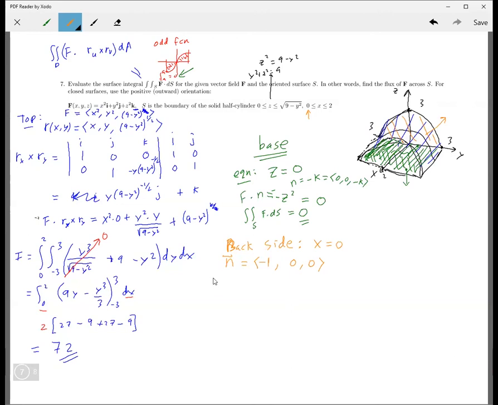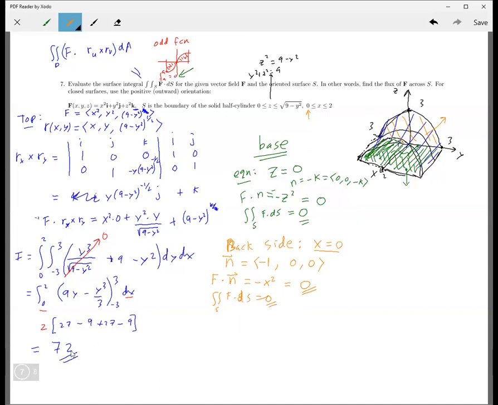Now F dot n is going to be negative x squared. Yeah, just negative 1 times this plus 0 times each of those. So just negative x squared. But then x is 0, right? So that's going to be 0 also. That means that that integral is also going to be 0.